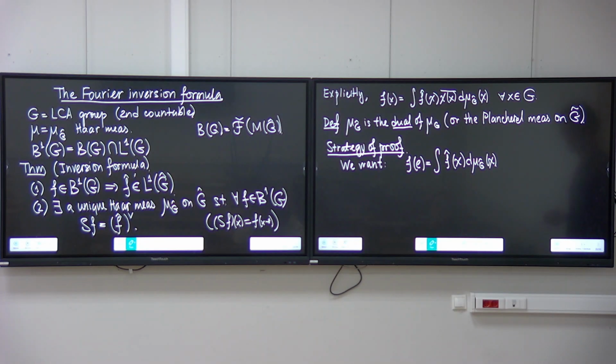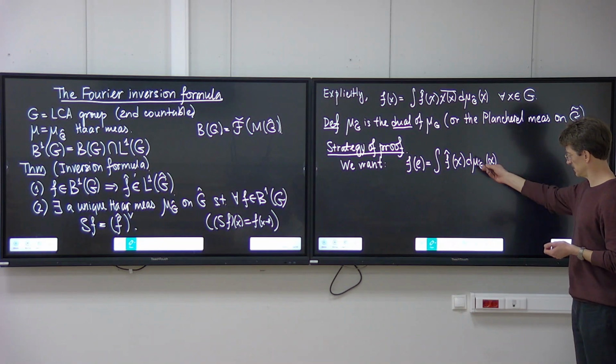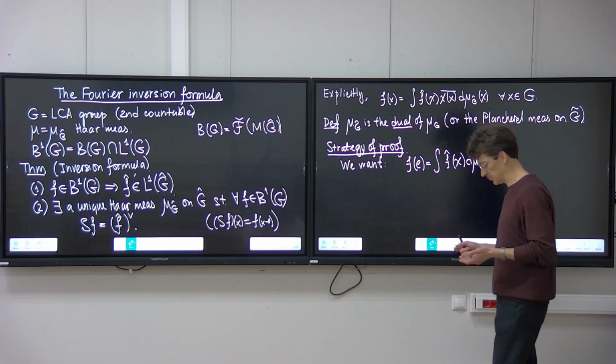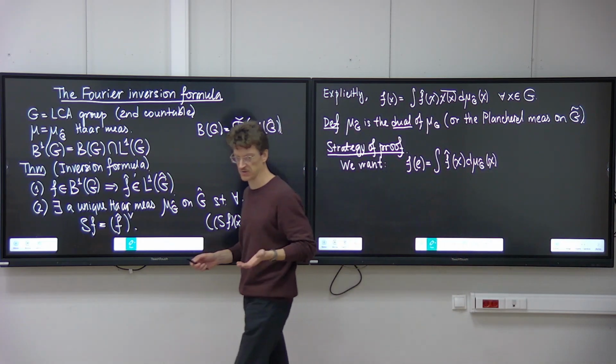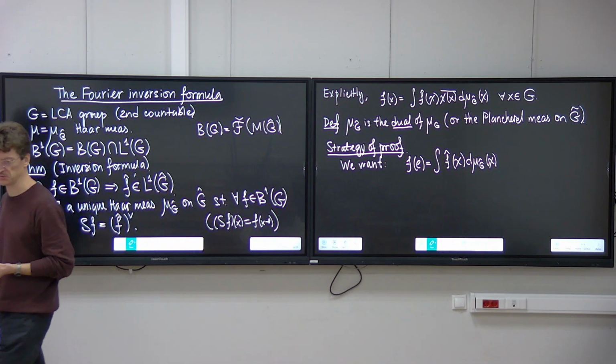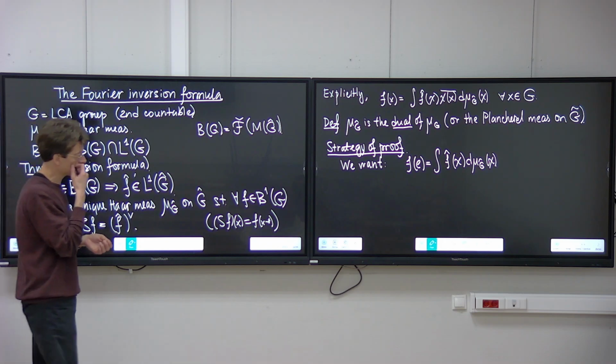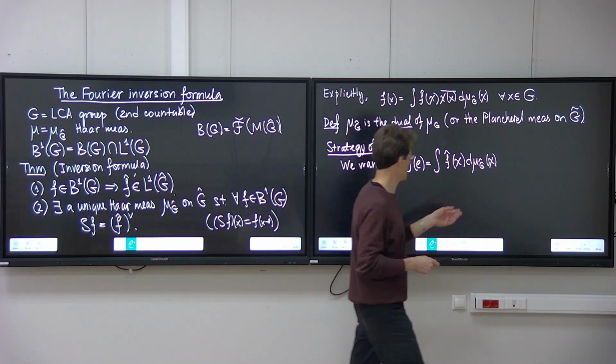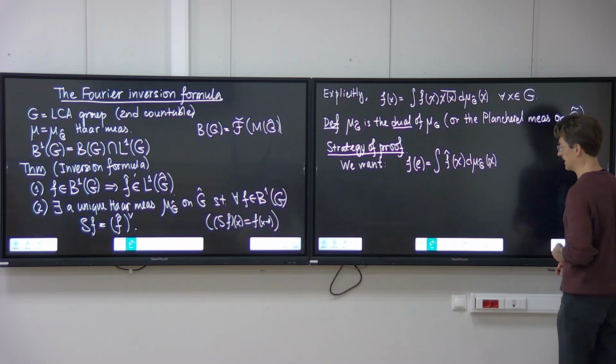We may try to define this. Of course, we know that positive Radon measures are positive functionals on compactly supported continuous functions. So we may try to define the measure mu G hat exactly by this formula.